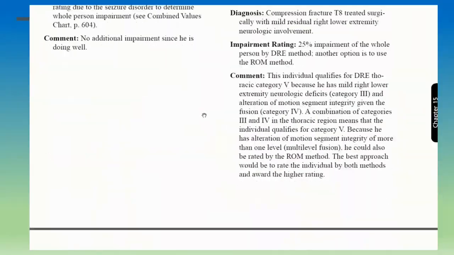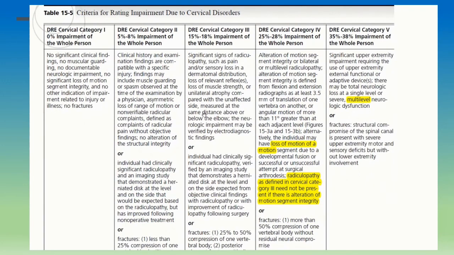And we get to those on page 392 here. They tell us in table 15.5 that alteration of motion segment integrity is defined from flexion and extension radiographs as loss of motion of a segment due to a developmental fusion or successful or unsuccessful attempt at surgical arthrodesis. Now, this particular examinee doesn't have a developmental fusion and has not undergone a surgical arthrodesis, but does have near complete loss or complete loss of multiple motion segments of the spine.